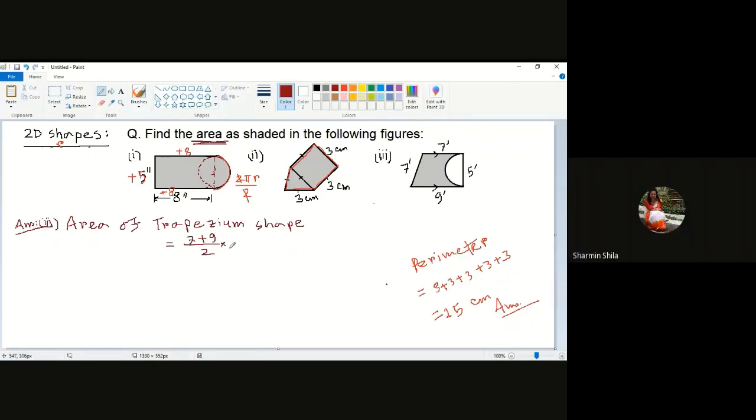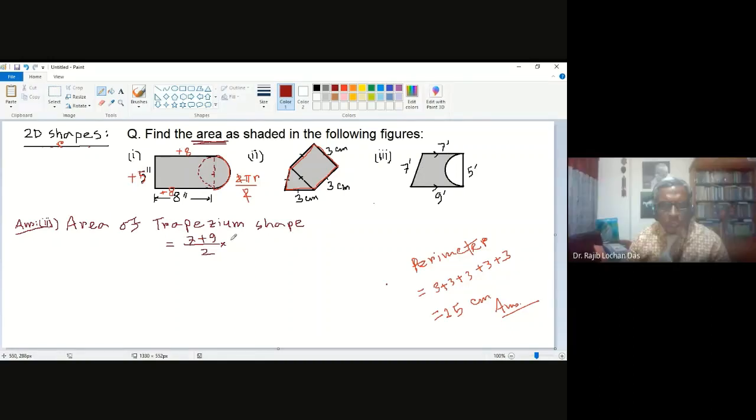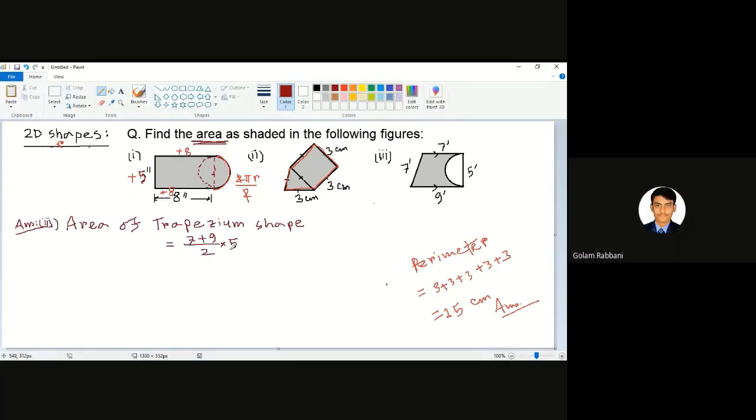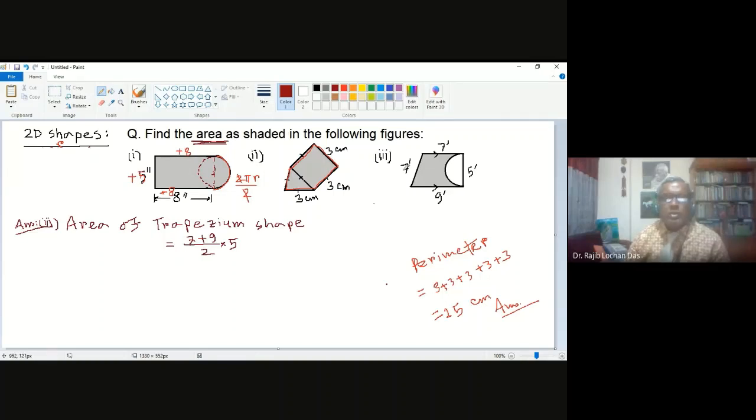Into the distance between two parallel lines. What is the distance? 5. 5 is the distance. Distance is not like this. Distance is a straight cut, a 90 degree distance. So this is 90 degree. Straight distance will be taken. So it will be 16 by 2, 8, and 5. So it is 40, and the unit will be square foot. Okay, so this is done.